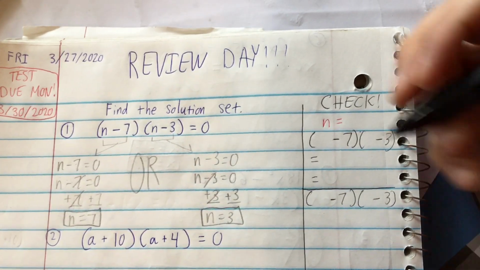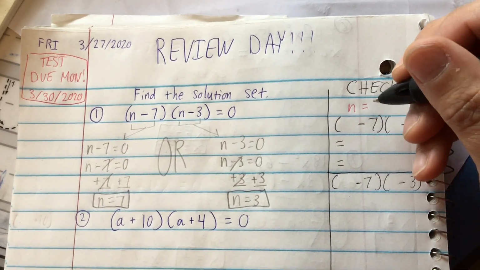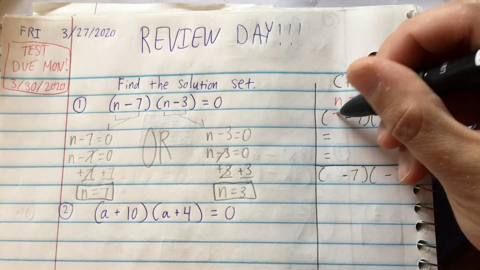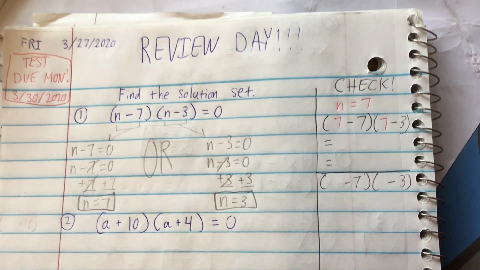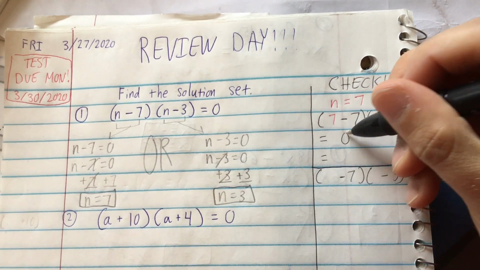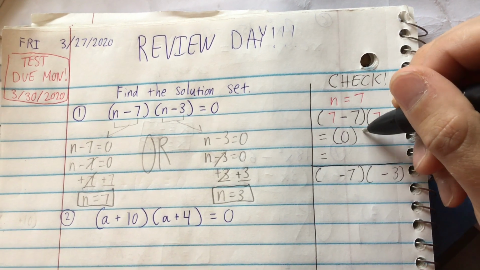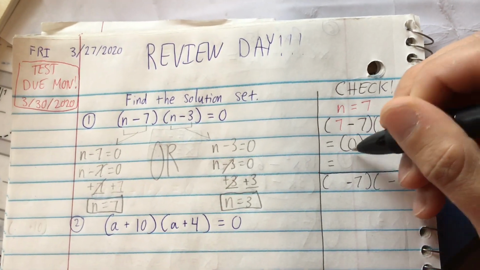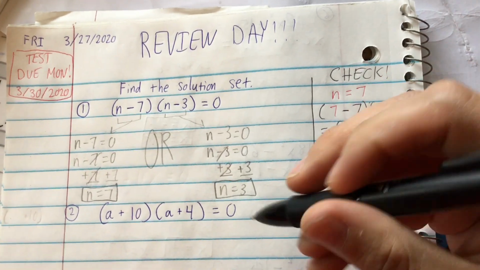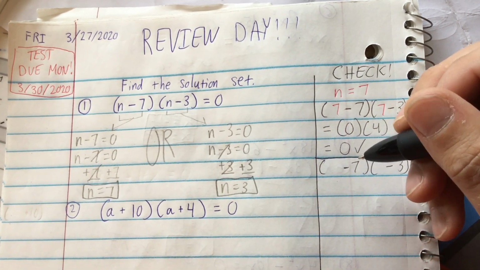So then I'm going to check my work. Let's say I plug in the first solution, n equals 7. So if I plug in n equals 7, I get 7 minus 7, which is 0. I get 7 minus 3, which is 4. 0 times 4 is 0. So that checks out. I didn't have space. I just wanted to make sure that we do like 2 of these check our work kind of problems.